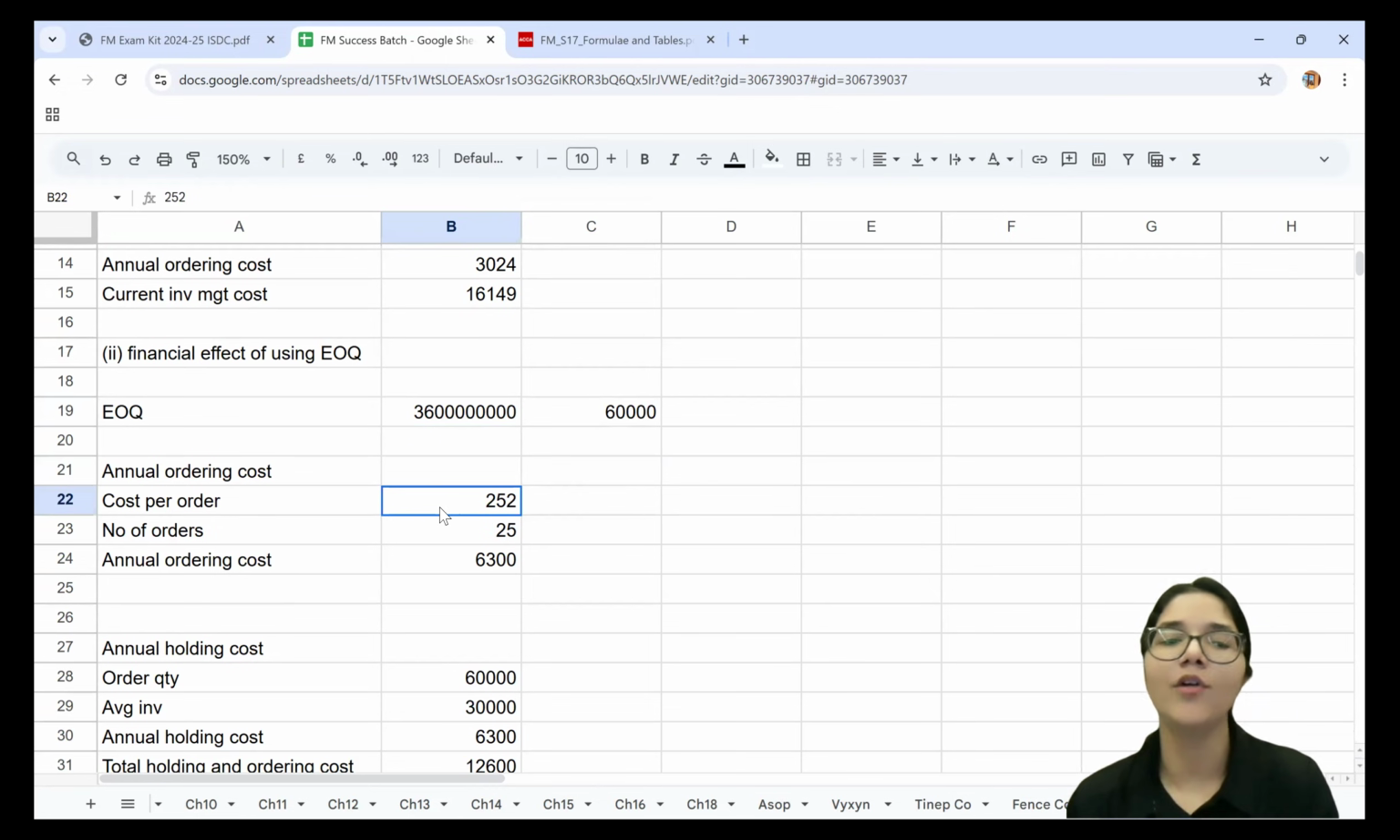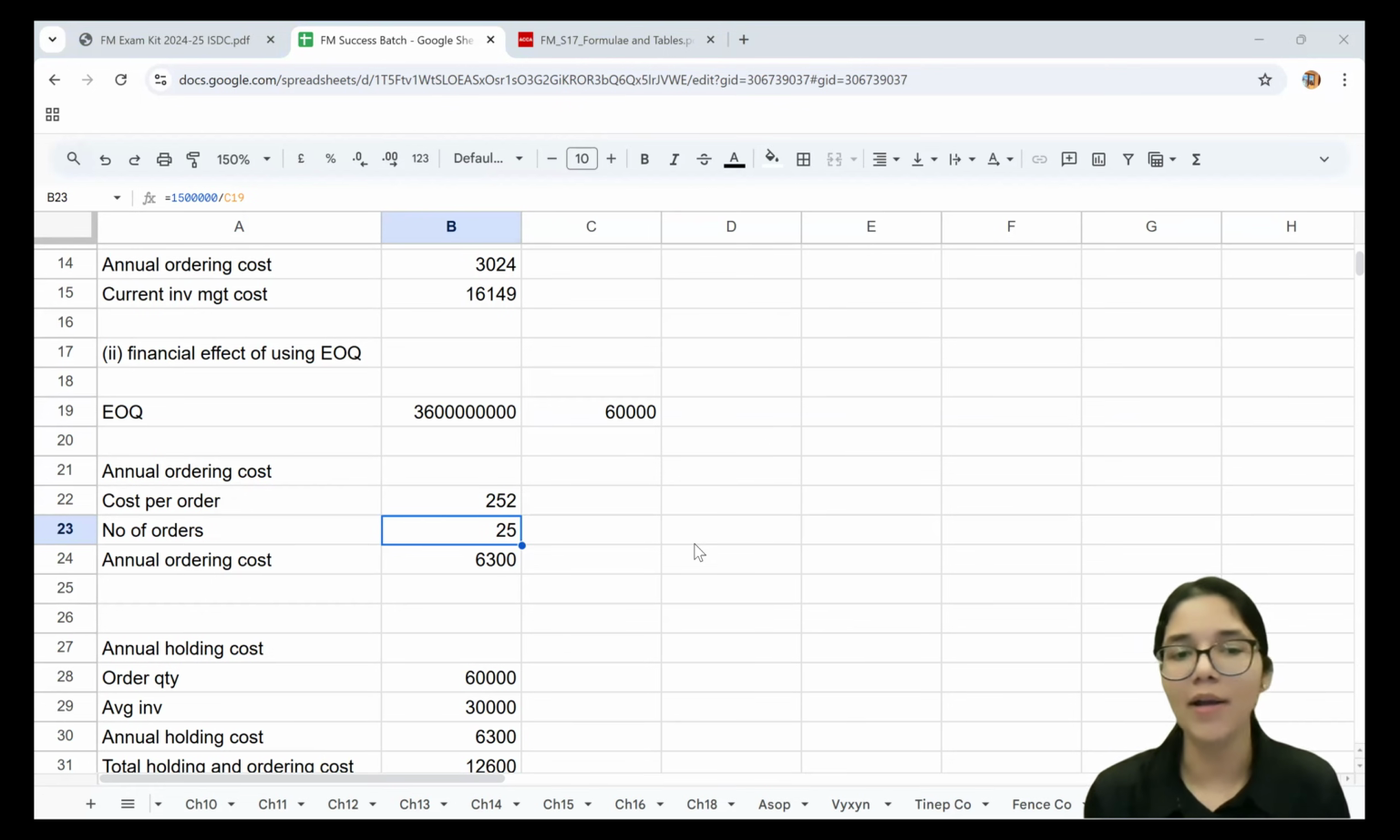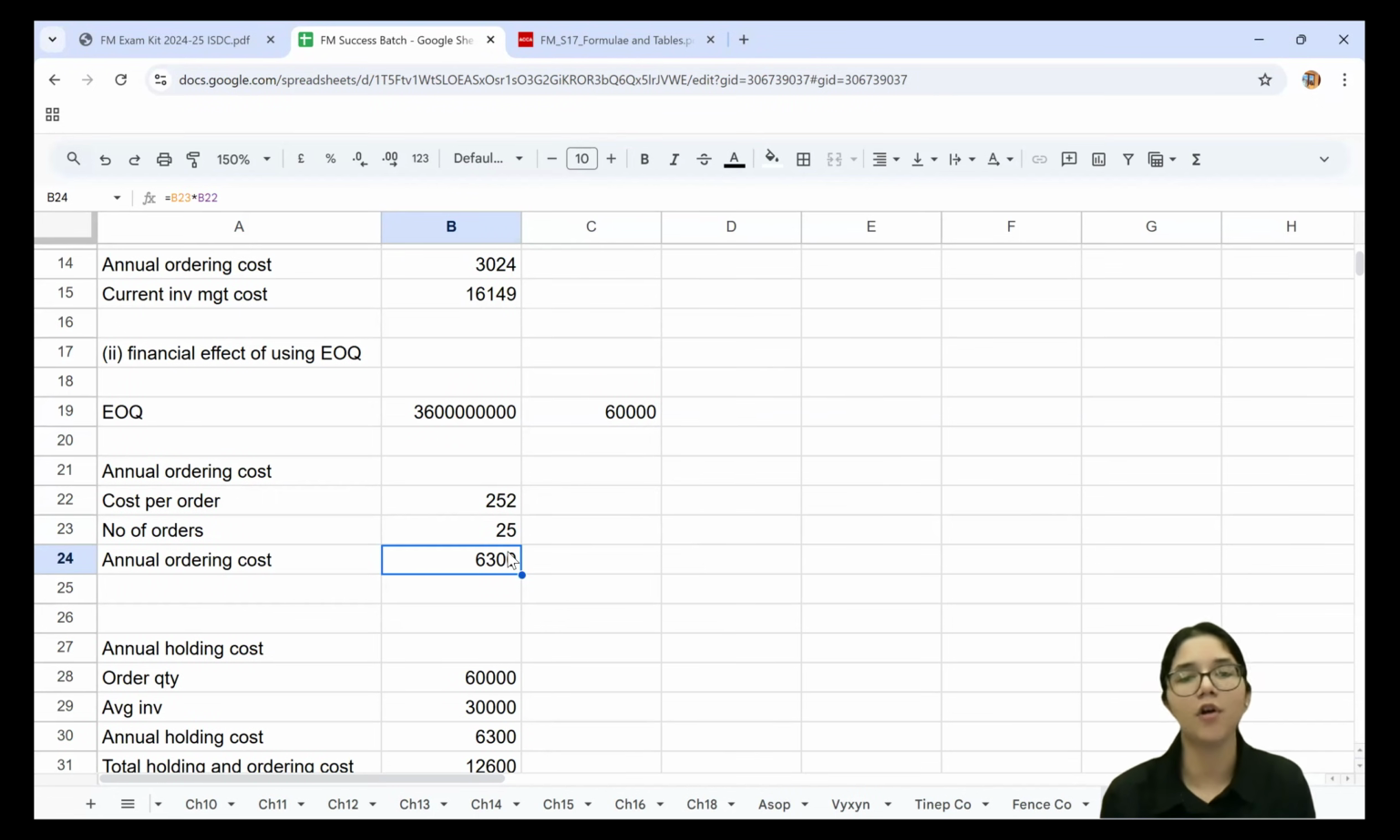How do I calculate that? I know my cost per order is 252. And how do I calculate my number of orders? In the whole year, I need to have 1.5 million units with me, and in one go I'm placing the order for 60,000 units. So by using the unitary method, I find out that I will have to place 25 orders in the whole year so that at the end of the year, I will be able to fulfill the demand of 1.5 million units. And then I find out my annual ordering cost, which will be the product of the cost per order and the number of orders. So this is how I find out my annual ordering cost.